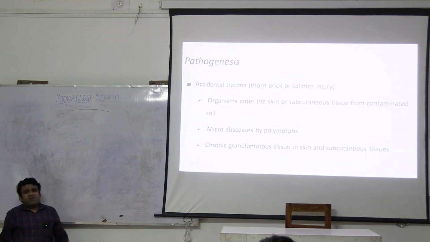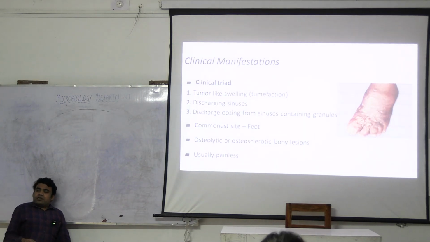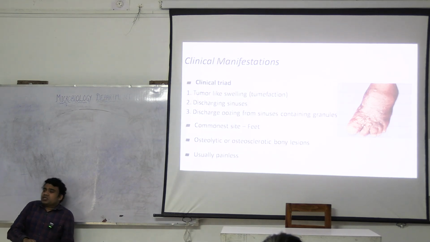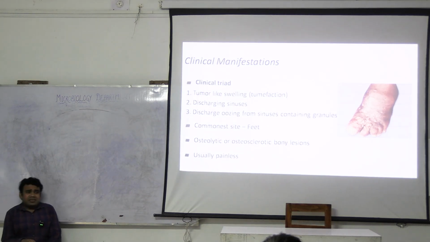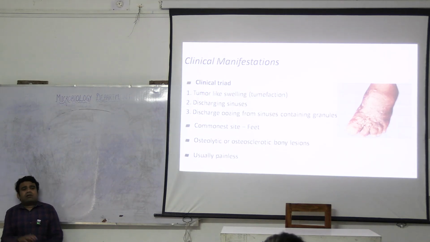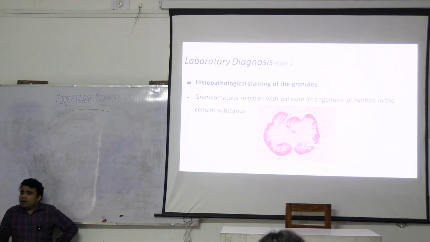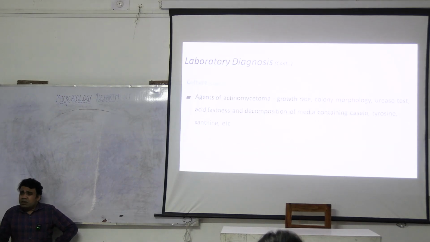Okay, how does this infection occur? Very simple. It is commonly traumatic, that is direct inoculation. ফাঙ্গাস হোক ব্যাকটেরিয়া হোক ডাইরেক্ট ইনোকুলেশনের পরে ইনোকুলেটেড হয়ে যায়, লোকাল অ্যাবসেস তৈরি হয়, দেন ইট স্টার্টস টু স্প্রেড। তাহলে হোয়াট আর দ্য ক্লিনিক্যাল ট্রায়াড? সোয়েলিং, ডিসচার্জিং সাইনাস অ্যান্ড প্রেজেন্স অফ গ্র্যানিউলস। তাহলে হচ্ছে মাইসিটোমা। Histopathological diagnosis can also be done.